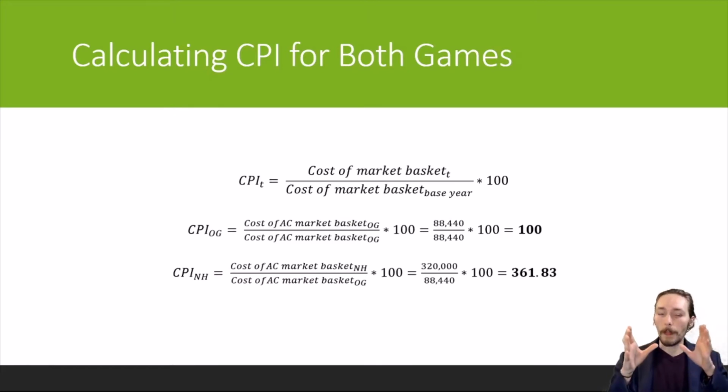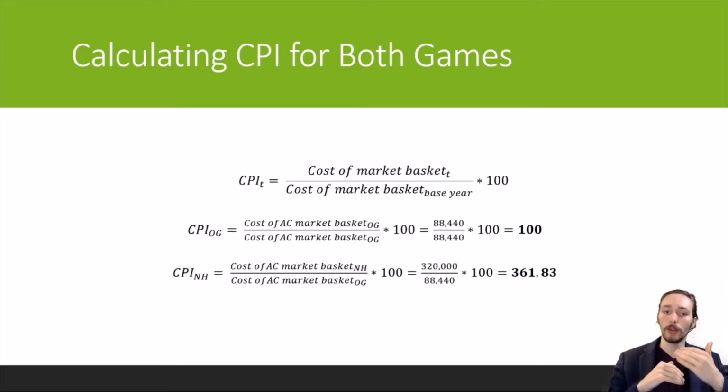So that's our market basket, right? And so the cost of all of those goods together in the original Animal Crossing is 88,440 bells. And so if you'll look at the first use of the formula, you'll note that it's cost of the Animal Crossing market basket in the original divided by itself, which will always equal 1. And so the Consumer Price Index for the original Animal Crossing will always be 100, because we're treating it as the base year in the original formula.